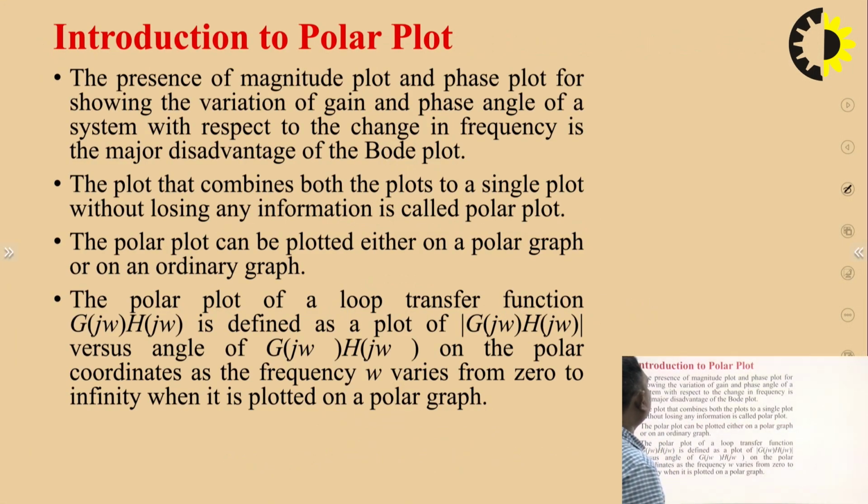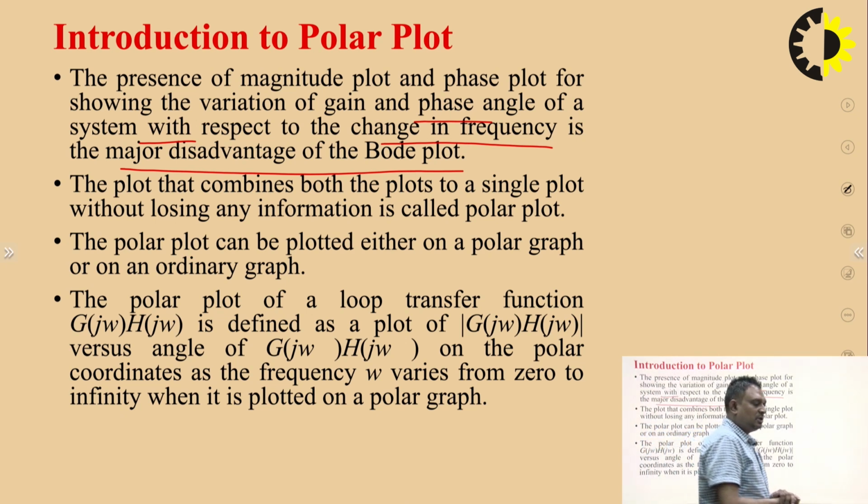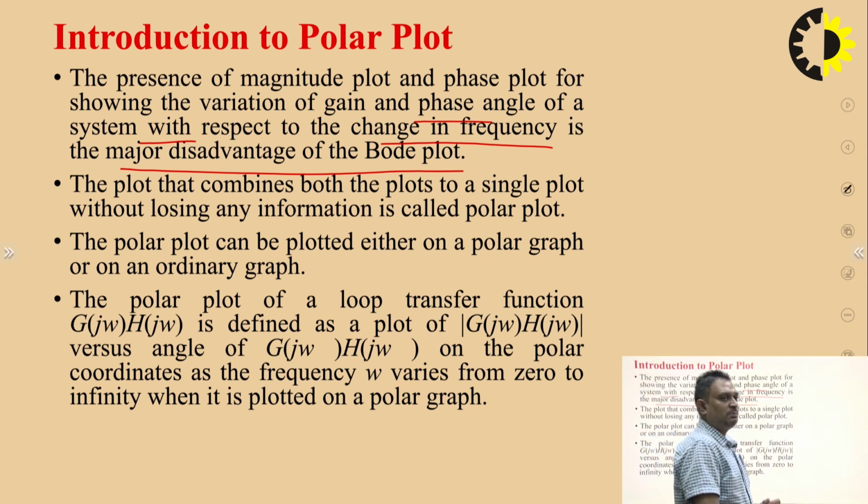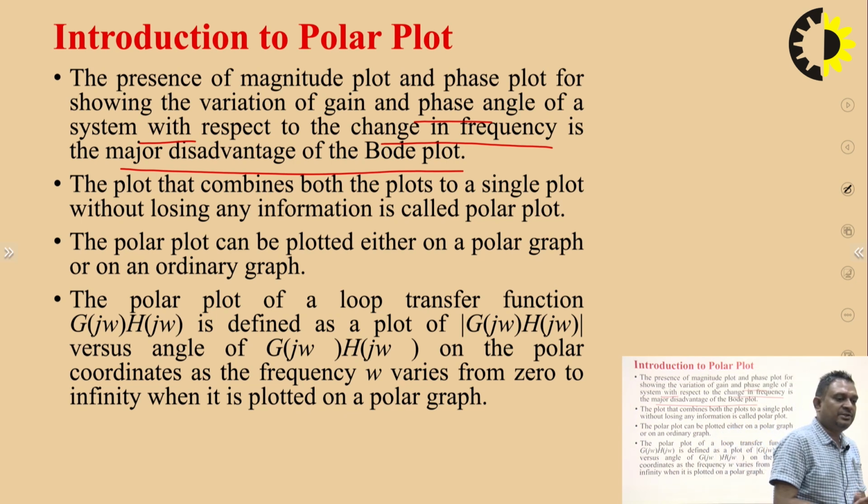The presence of a magnitude plot and a phase plot for showing the variation of gain and phase angle of a system with respect to the change in frequency is the major disadvantage of the Bode plot. We have already seen the Bode plot. In the Bode plot method, we have to draw two plots. One is the magnitude plot, where we draw the magnitude with respect to the frequency, and the other is the phase plot, where we plot the phase angle with respect to the frequency. So we have to use two plots.